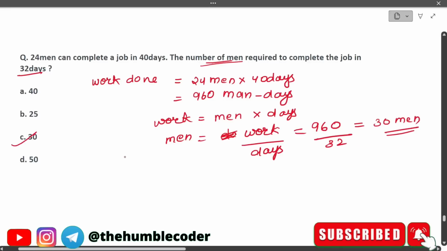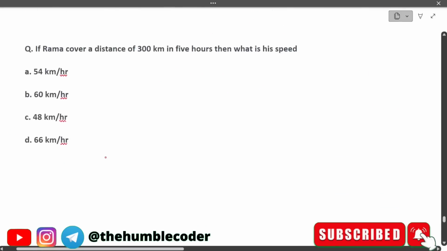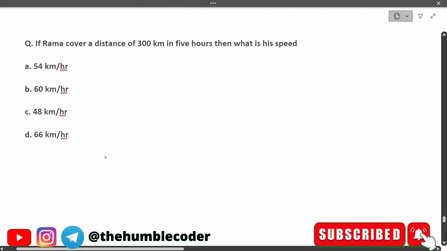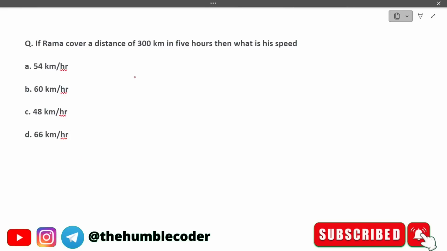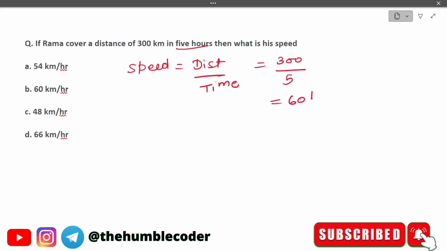Moving on to the next one. If Rama covers a distance of 300 kilometers in 5 hours, what is his speed? We have different speeds given to us. Let's calculate it. Speed is equal to distance upon time. The distance given to us is 300 kilometers, and the time given to us is 5 hours. So the speed of Rama is going to be 60 kilometers per hour. The correct option is option number B, which is 60 km per hour.